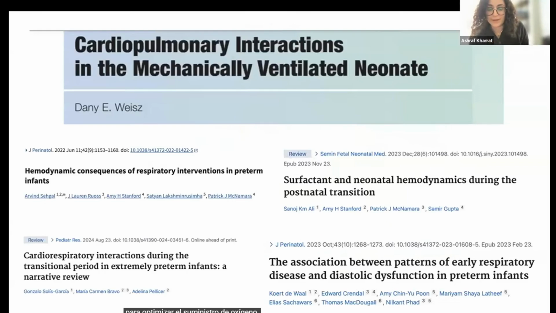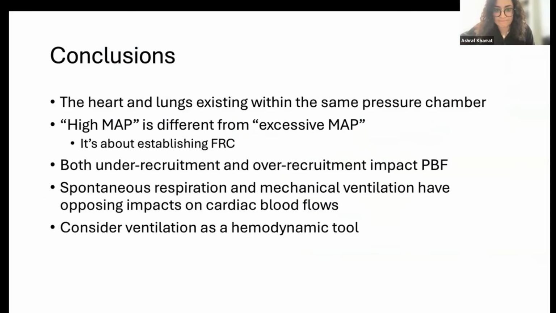I've left you with some suggested readings. These are some great papers, a lot of them published very recently. And then Danny has written a chapter in the Neonatal Questions and Controversies textbook, which is definitely excellent reading.